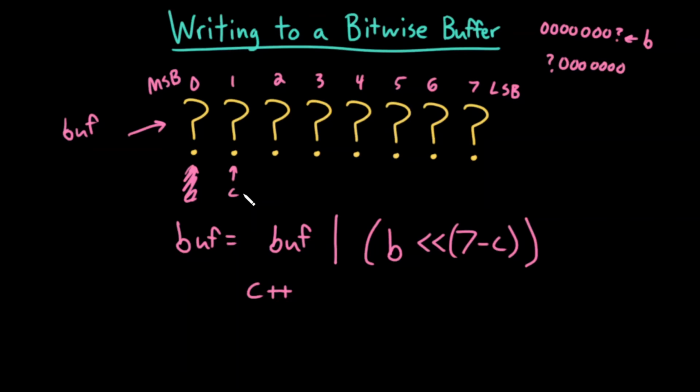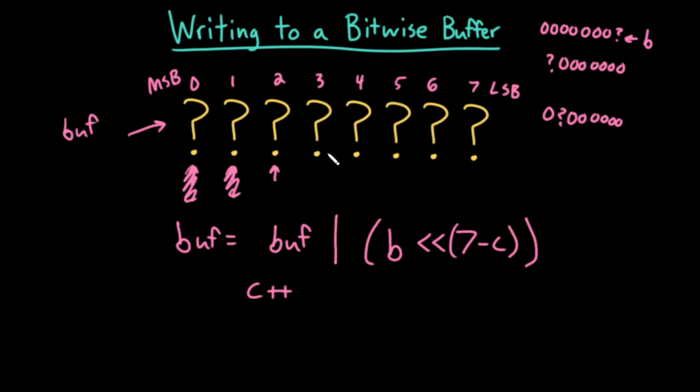Now I would do it again. So let's say I have another bit. I want to shift it over. This time it would be 7 minus 1, which is 6. So I would shift it over 1, 2, 3, 4, 5, 6. So it would look like this. Again, I would OR my buffer with that value, which will set this bit to be that value. And then I would increment my current index.